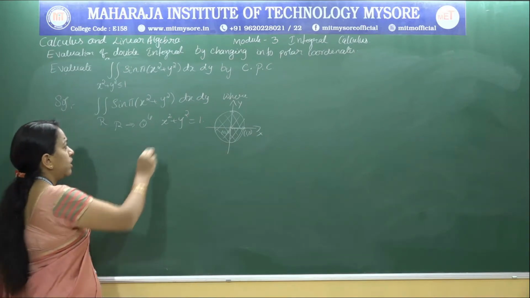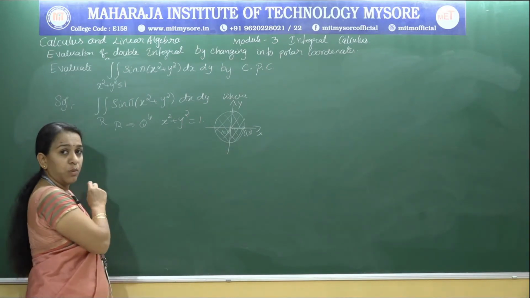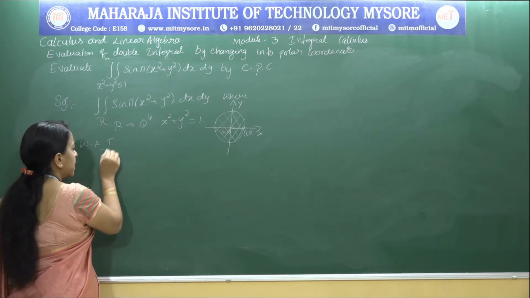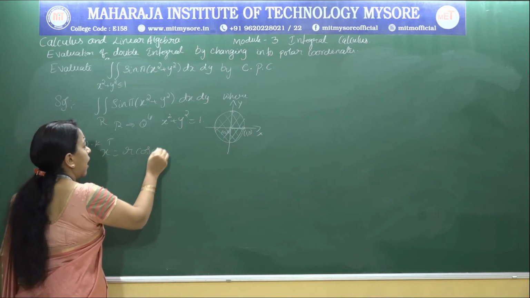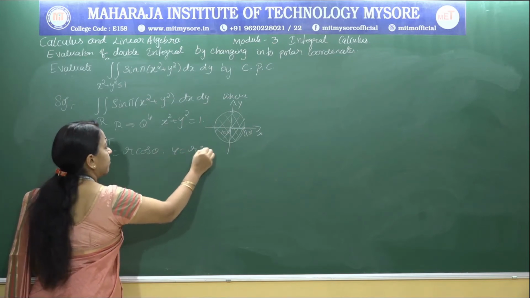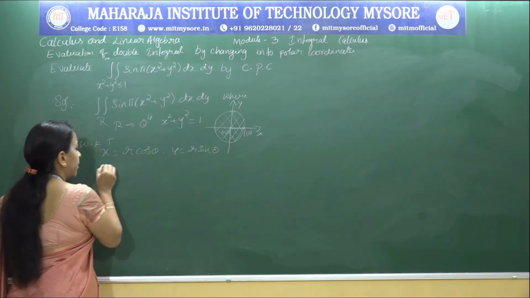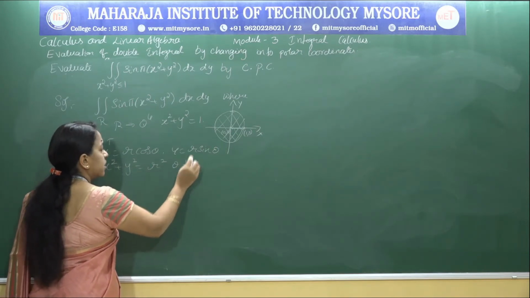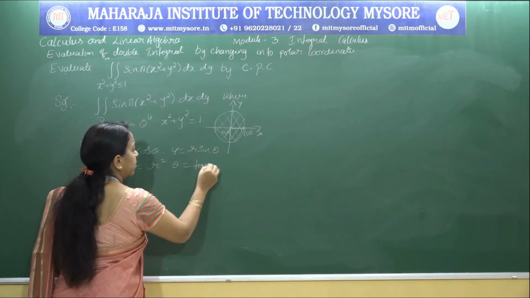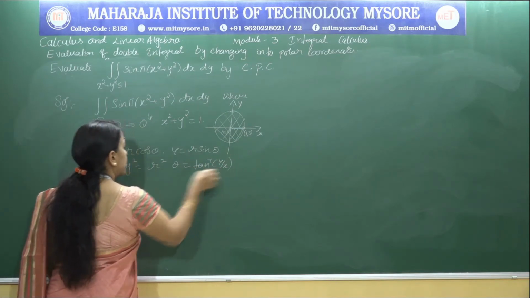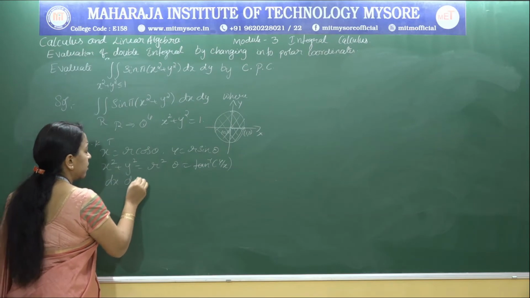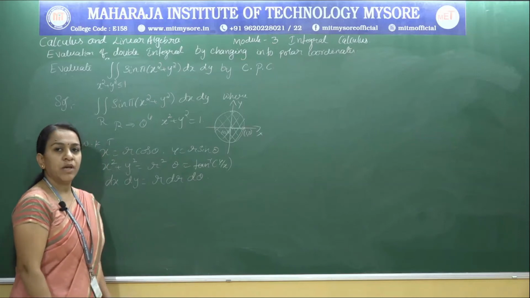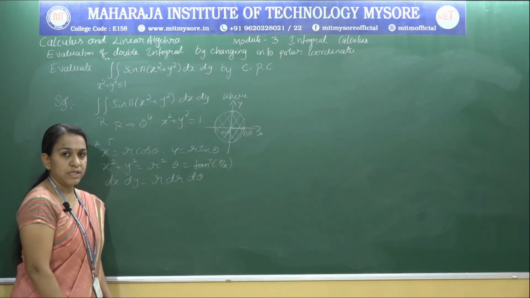So from the figure, since we have x square plus y square equal to 1 and we know the standard polar form, x equal to r cos theta and y equal to r sin theta, and x square plus y square is equal to r square, and theta is given by tan inverse y by x, and of course dx dy is given by r dr d theta.